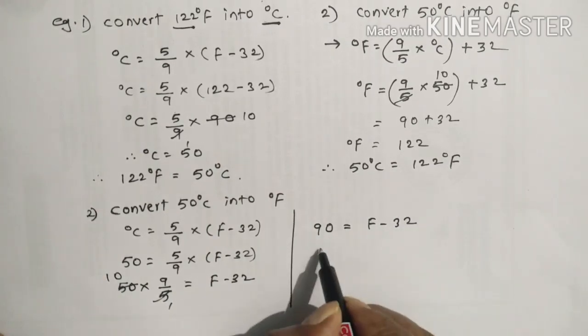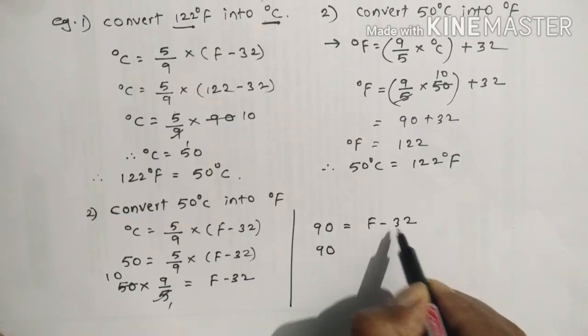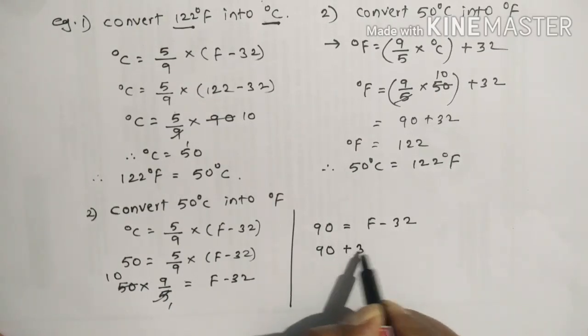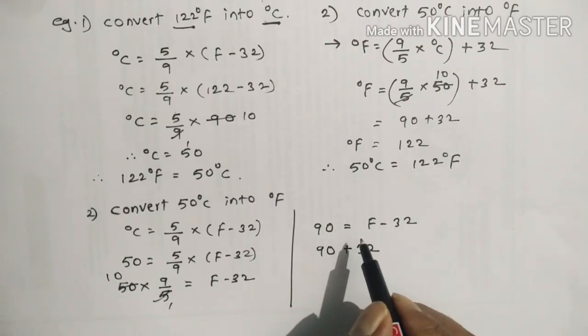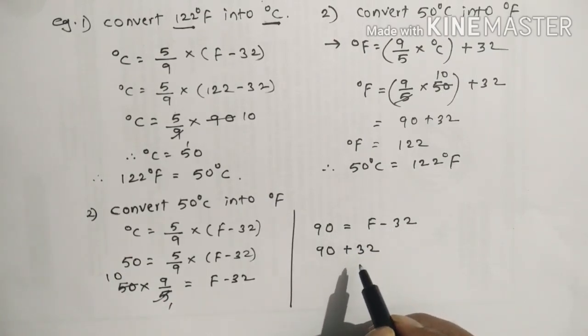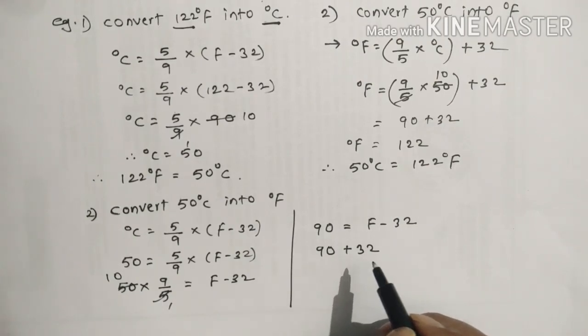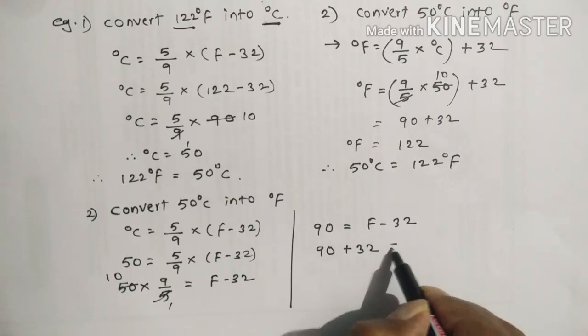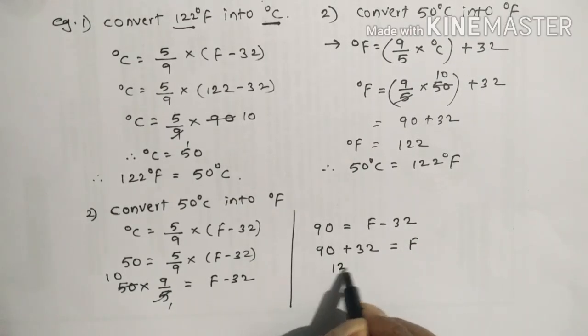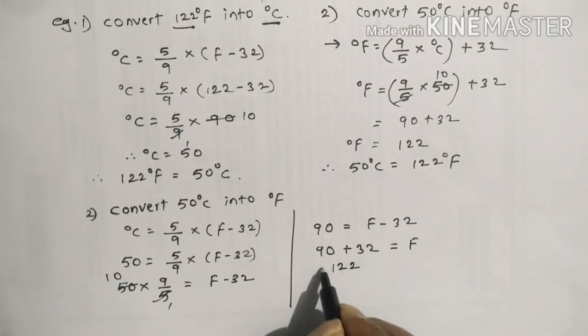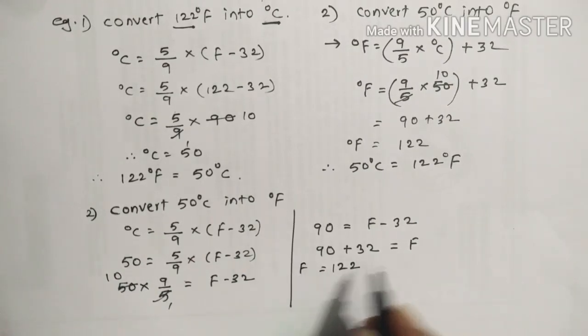Okay, now 90, it is minus 32, it will become plus 32. Why does minus become plus? Over this operation only I have made special videos. You have to watch that to clear these concepts. Okay, what remains here? F. 9 plus 3 is 12, and that 2 means 122. F is equal to 122.